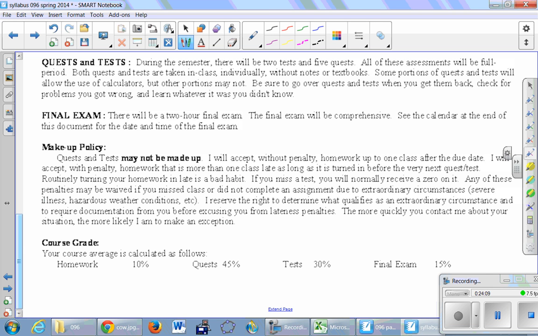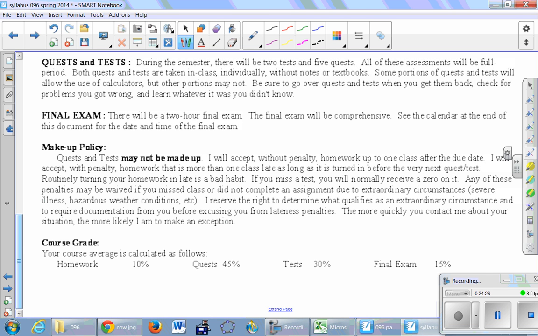You could be absent every day if you want to. But if you're absent every day, you're going to get zeros on the test and the quest, and that's not so great. So attendance has a very strong link to grade. There are studies that show that going to class is a really good way to help your grade.